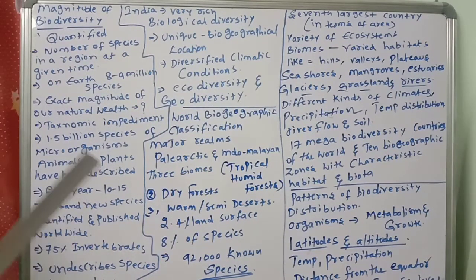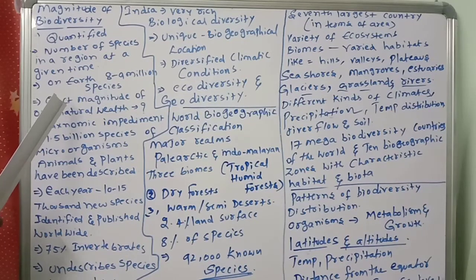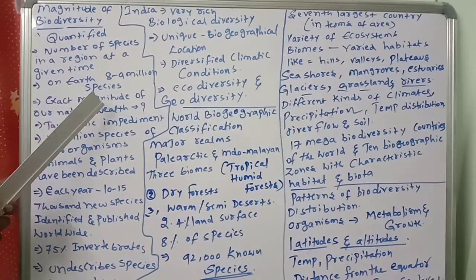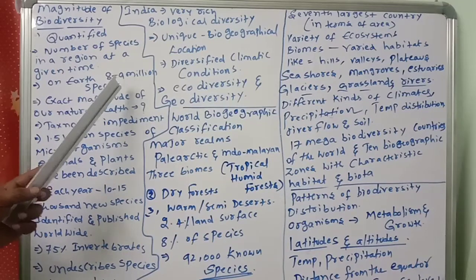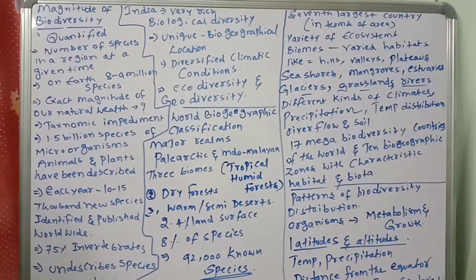However, we really don't know the exact magnitude of our natural wealth. It's a question mark. So that point you should remember. The current estimate of different species on Earth is 8 to 9 million species. This is important. However, we really don't know the exact magnitude of our natural wealth.